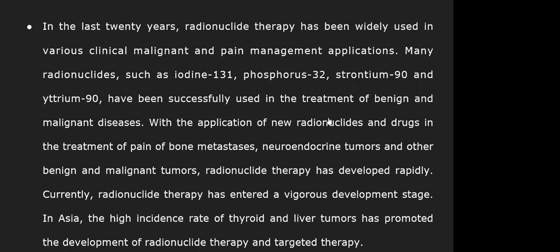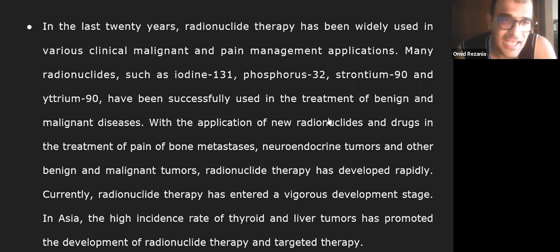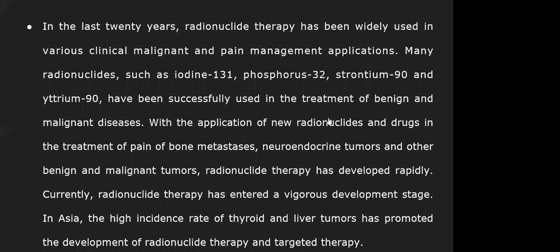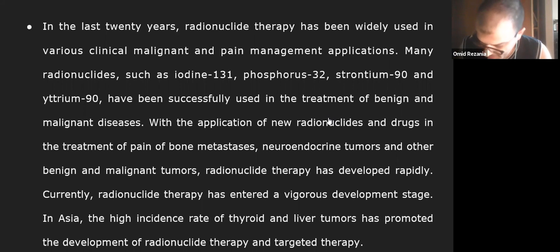Yttrium 90 have been successfully used in the treatment of benign and malignant diseases, with phosphorus and iodine, and with the application of the new radionuclides and drugs in the treatment of the pain of bone metastasis. Metastasis means when the cancer proliferates so fast. Neuroendocrine. Let me write that word. I never saw that. I'm going to research it. Neuro means coming from the neurons, the brain. Neuroendocrine tumors and other benign and malignant tumors.